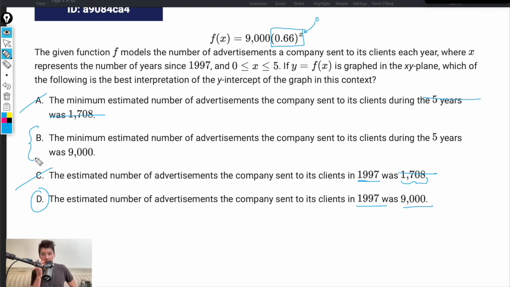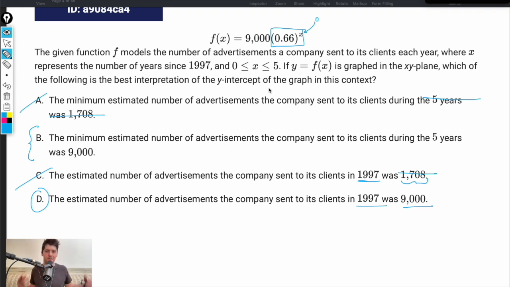Number one, that's not the minimum value, right? That would be one reason. And the second reason is the minimum value doesn't occur in 1997. 9,000 would actually be the maximum value, because every time x increases, we're going to multiply that original amount of 9,000 by a decimal less than 1. We're going to multiply it by 0.66, which represents 66%.